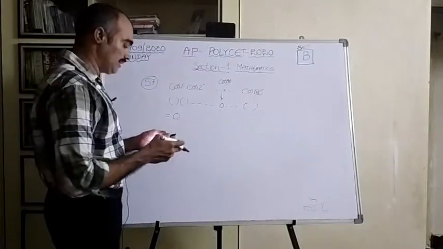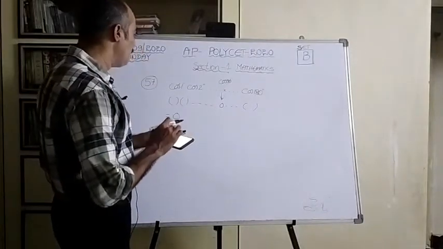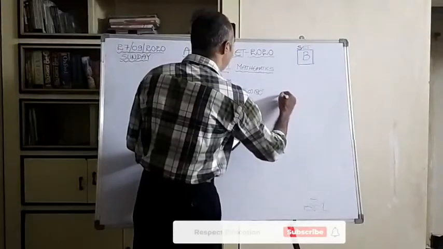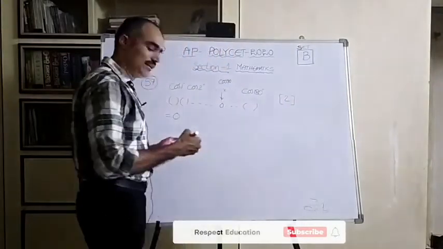So now let us see the options here. Option 2 has 0. That's why for question 57, option 2 is the right one.